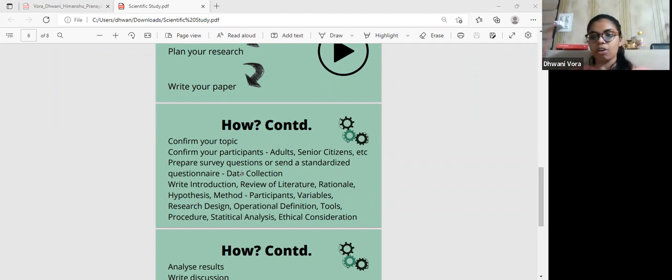We can write it in a format like this or in paragraphs. I will show that as well once the presentation is over. Okay, we write the rationale. Now, rationale is very important when it comes to defending a research.